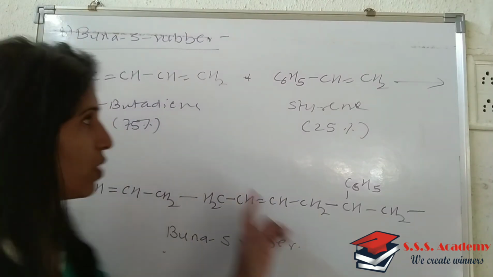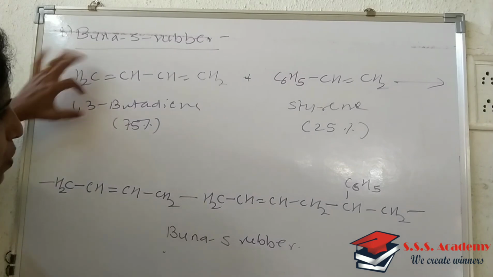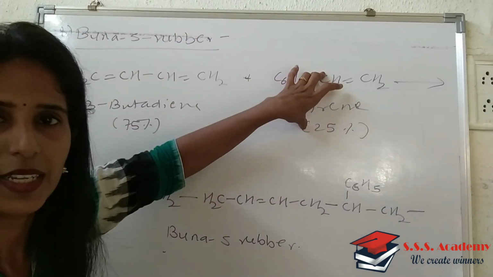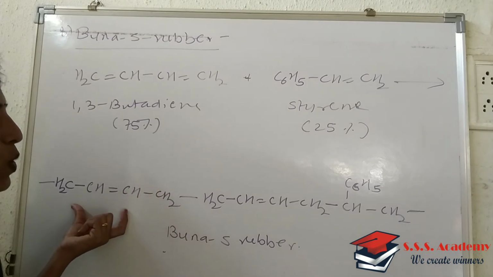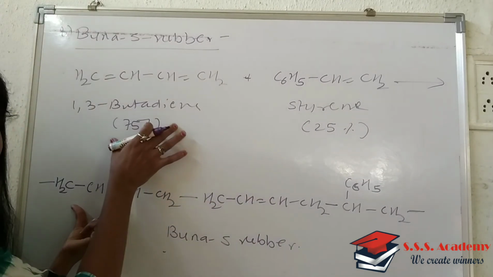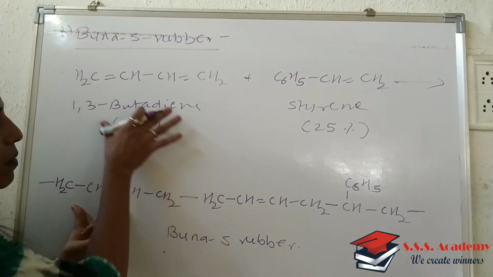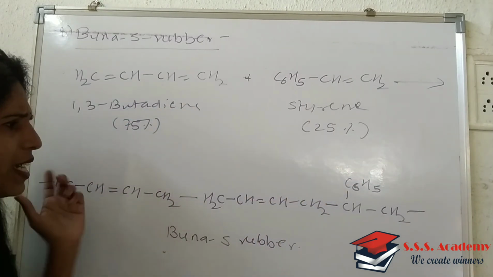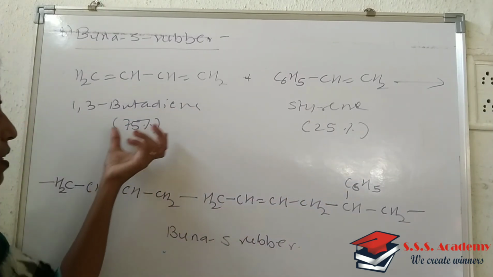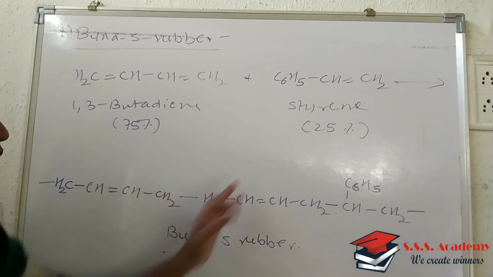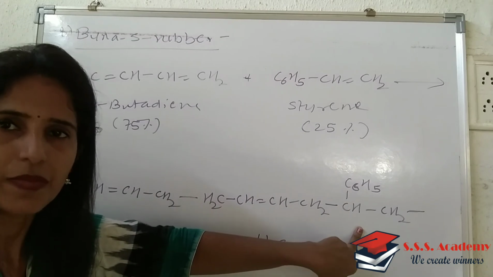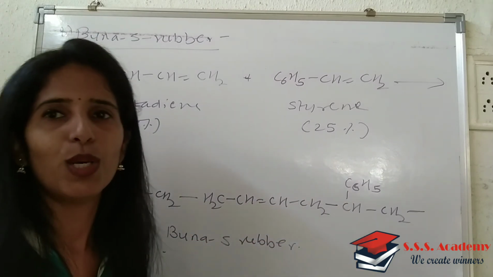Is it clear? So what do you write? 75% of 1,3-butadiene and 25% of styrene are allowed to undergo reaction. I have written this unit twice. Why? Because it possesses excess amount of butadiene as compared to styrene. You can write thrice as well, but since somewhat excess amount is taken as compared to styrene, I have written it twice, and next to that this forthcoming unit. Is it clear? So that is something about Buna S rubber.